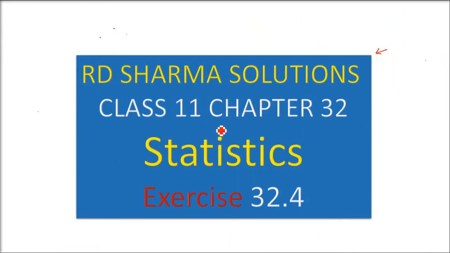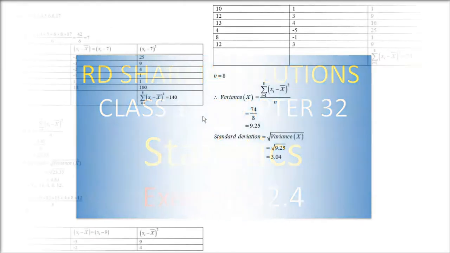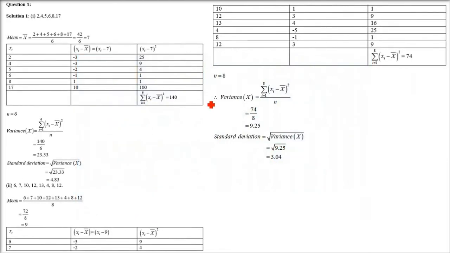This is Adi Sharma solution, class 11, chapter 32, statistics, exercise 32.4. Now this is question number 1. Find the mean, variance and standard deviation for the following data. One of the questions is from NCERT. So three things we have to find out: mean, variance, standard deviation.